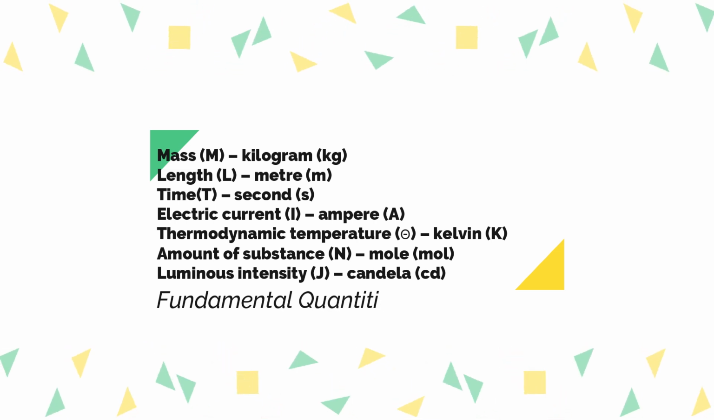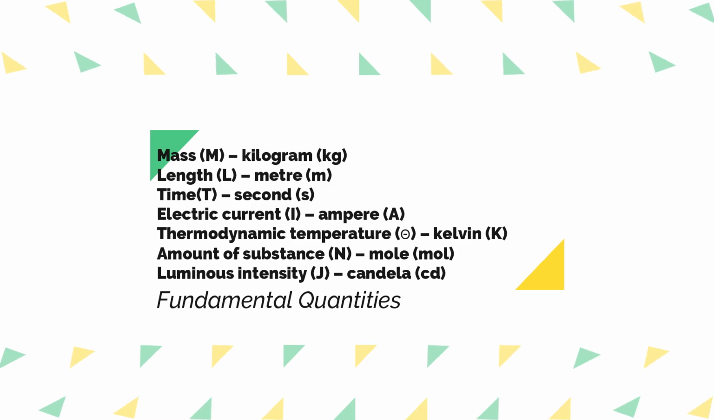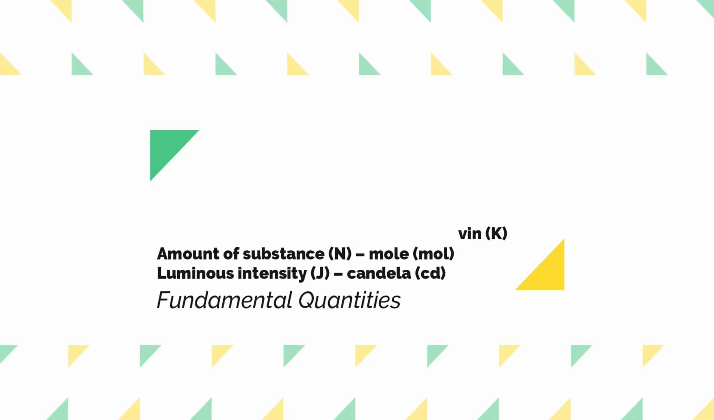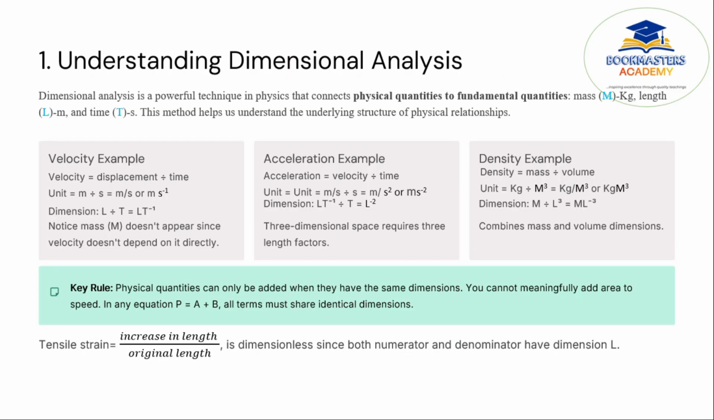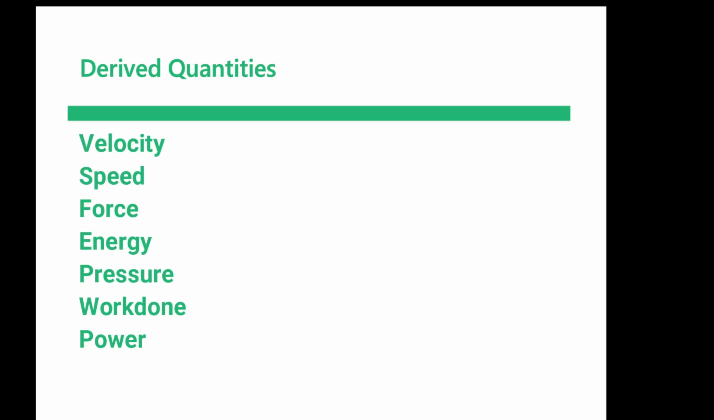These are the basic ones, very simple ones. Anything that is not these ones is referred to as complex or derived. So the right word for it is derived. You now start to mention velocity, speed, force, energy, pressure, work done, power. All these things are the derived ones. These are quantities; we're still talking about quantities right here.